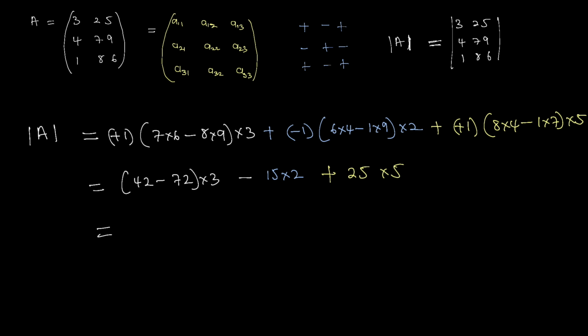Okay, we have 42 minus 72, which is minus 30. Minus 30 times 3 will be minus 90. Minus 30 again, because 15 times 2 is 30, plus 125. That gives minus 120 plus 125, and that is 5. The determinant of A is 5.